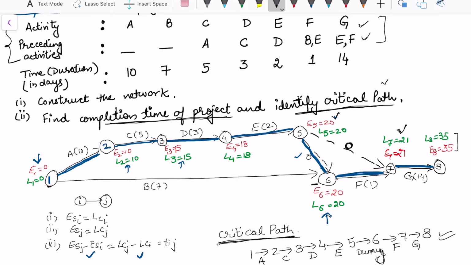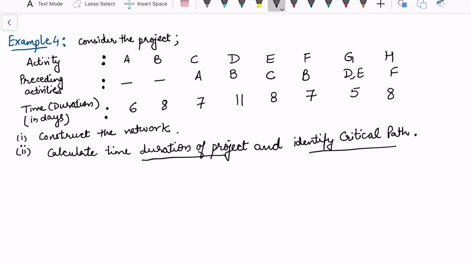Now let us take one more example to again calculate the time duration of the project, and I'm going to identify the critical path. But before that I need to first construct the network. So let's do the network construction. A and B are the starting activities. So I have drawn them here. C starts from A. D starts from B. E starts from C. So this is here.